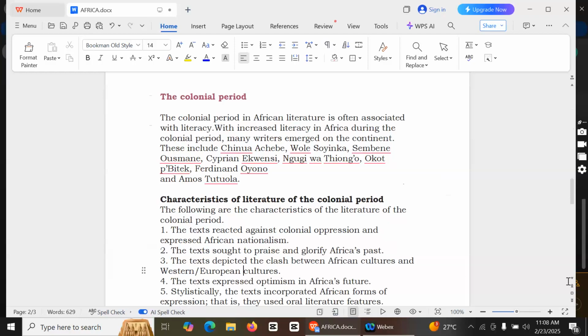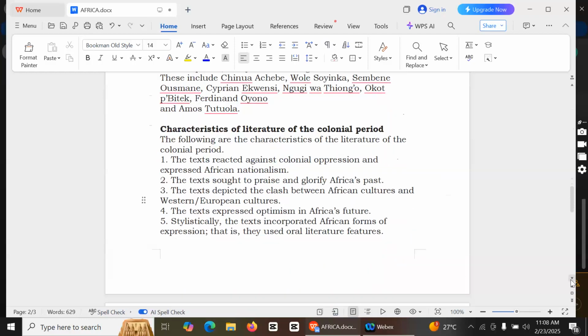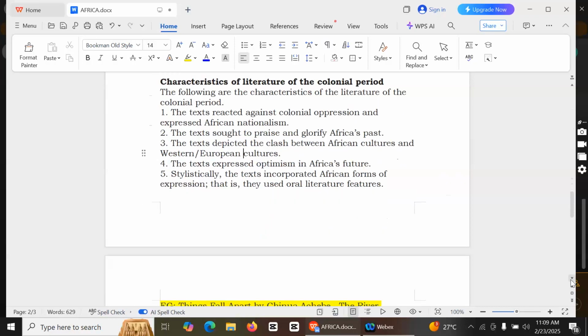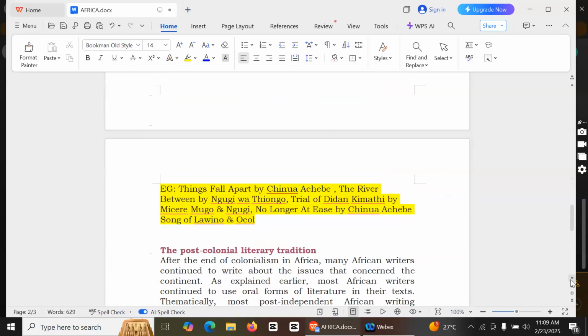And then number five, statistically, the texts incorporate African forms of expression. Most of the novels, most of the short stories, use oral literature features like songs and proverbs. All those are features, of course, in oral literature. So, dear student, allow me to show the most of the novels which are classified in the colonial period.